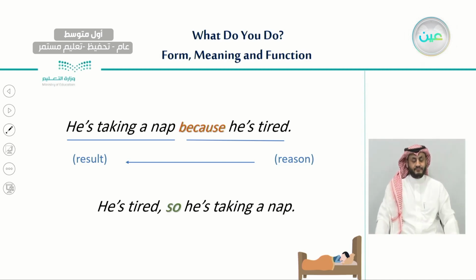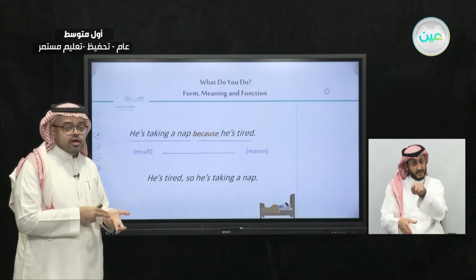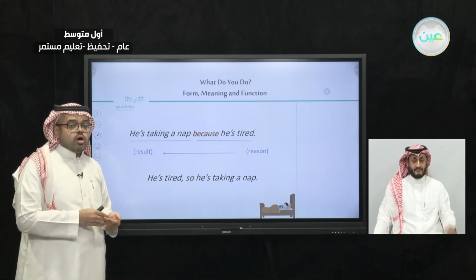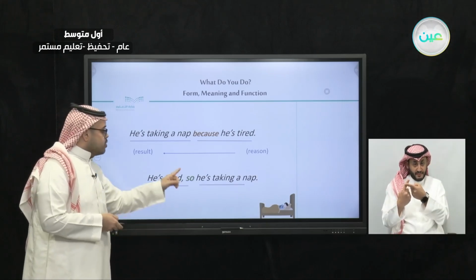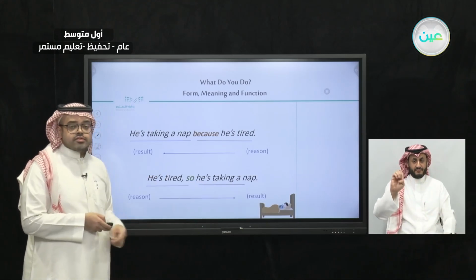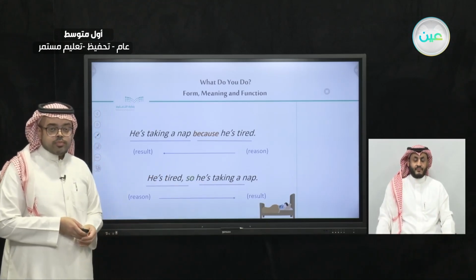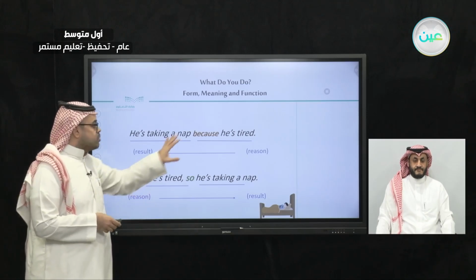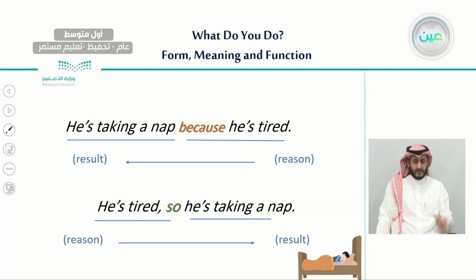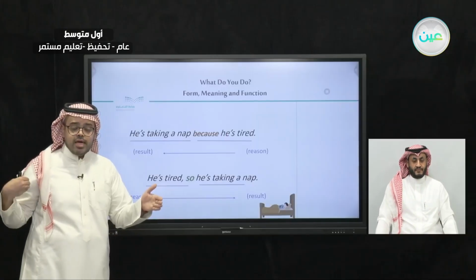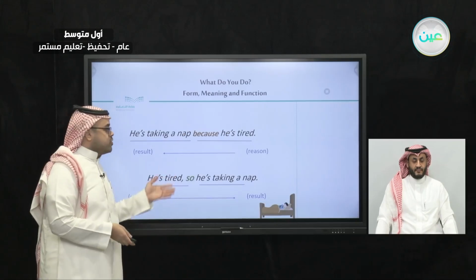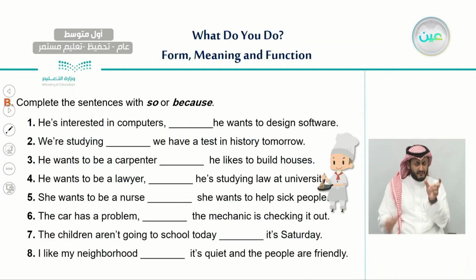Another example using so. He is tired, so he is taking a nap. We started with the reason, he is tired. He hasn't slept in a while. So what is the result of that? The result is, so he is taking a nap. The result is that he is going to take a nap. So it's really simple. This is the difference between because and so. Because gives a reason. It tells you why this thing happened. And with so, it gives the result of different things that happen, and then comes the result. So this is basically the difference between because and so.